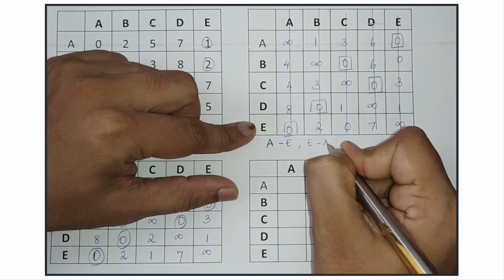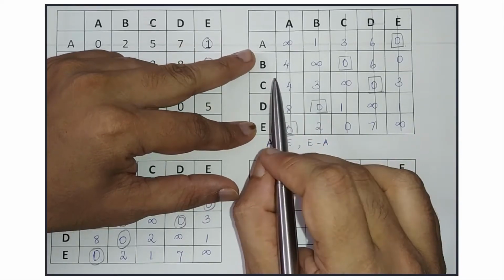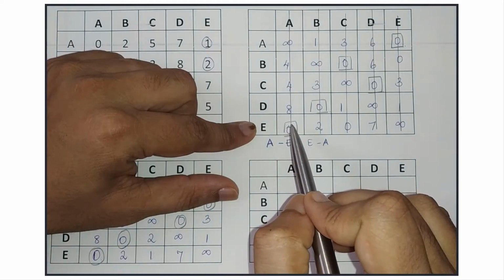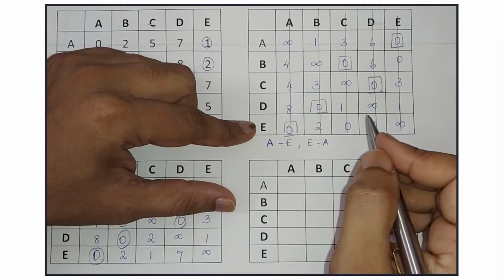From E again reaches A. Now that is a problem. That is a problem because he is reaching the initial destination without covering the other cities. Now what are we supposed to do next?